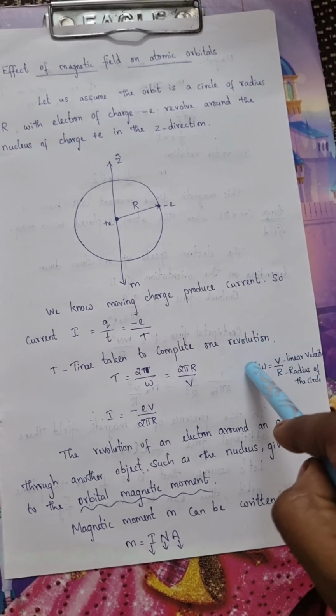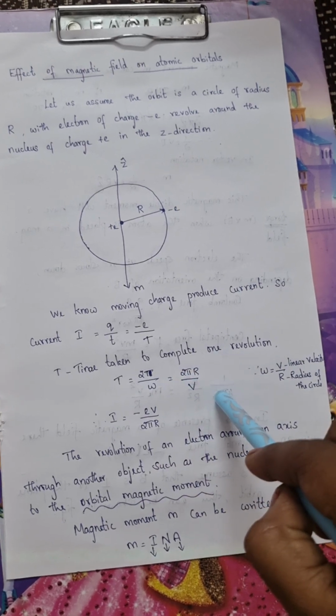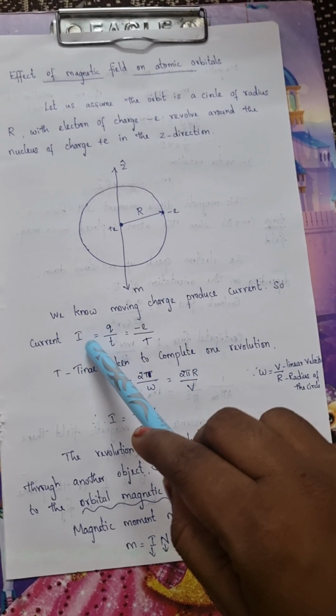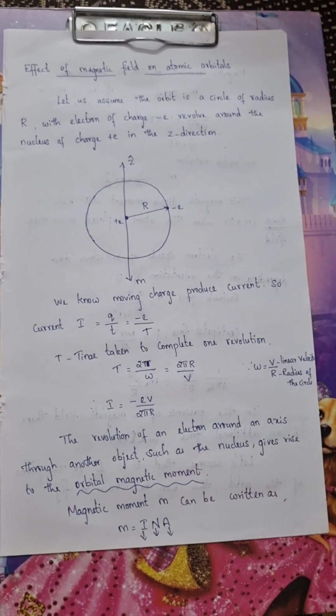So substitute the value of omega here, so t is 2 pi r by v. Substitute this value in I. So we get I equals minus ev by 2 pi r.